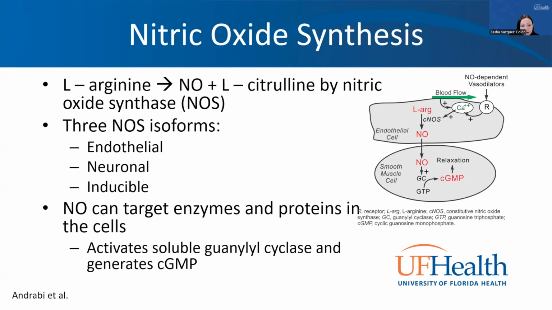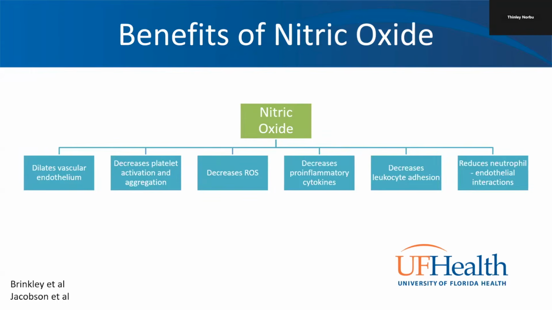After that, NO can later target enzymes and proteins in the cells by activating soluble guanylyl cyclase and generate cyclic GMP. It does that through two different pathways. The classical pathway ends up in cyclic GMP activating protein kinase that leads to smooth muscle relaxation and vasodilation. And there is a non-classical pathway that presents in other parts of the body, including the vessels, to inhibit platelet aggregation and affect the immune response.